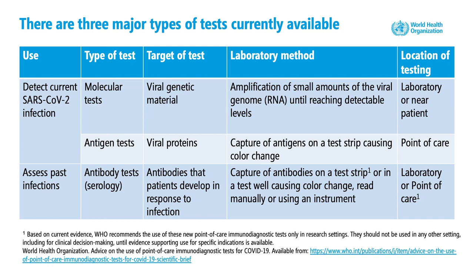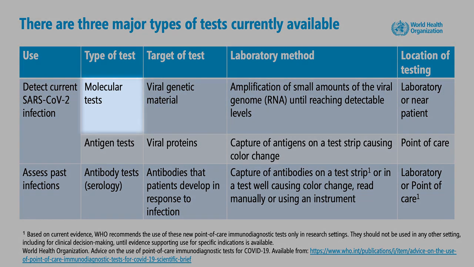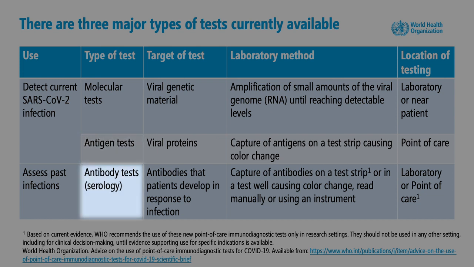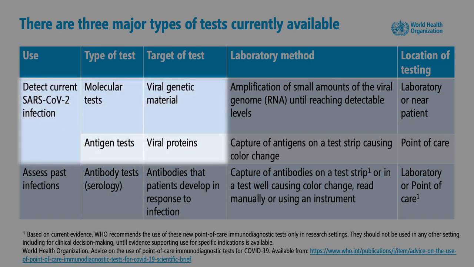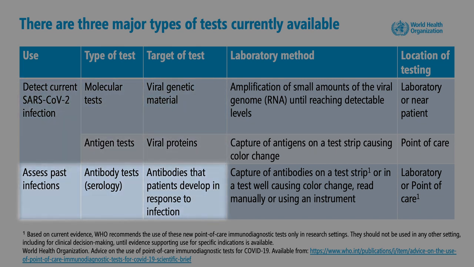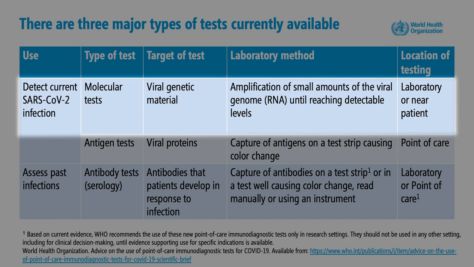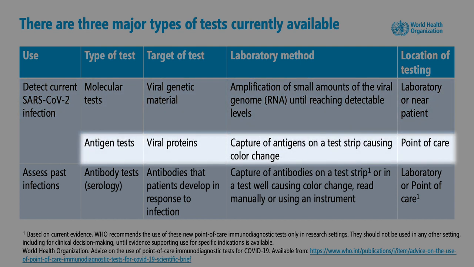There are three major types of SARS-CoV-2 tests available: molecular tests, antigen tests, and antibody tests. Molecular and antigen tests detect current SARS-CoV-2 infection. Antibody tests, also called serology tests, assess for past infections. Molecular tests detect viral genetic material by amplifying small amounts of viral genome, or RNA, until it reaches detectable levels. This test is usually done in a laboratory. Antigen tests detect viral proteins by capturing antigens on a test strip that changes in color if present. These tests are generally done at the point of care.